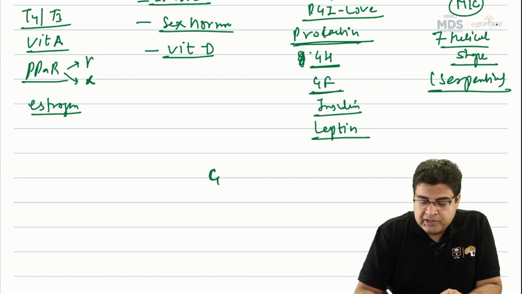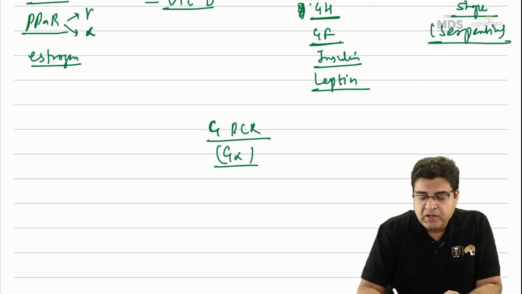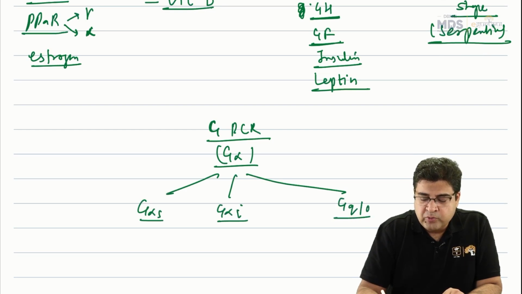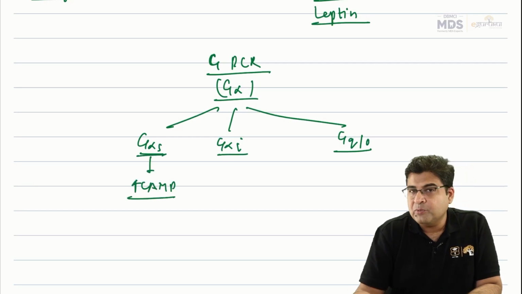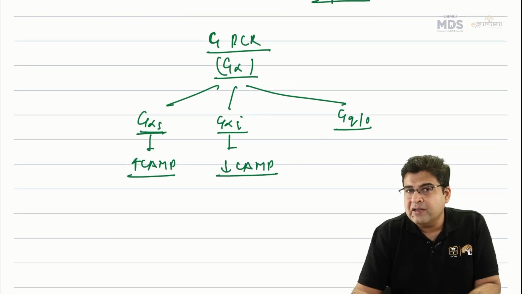Now in this G protein coupled receptor, we have an active protein. We call it the G alpha protein. This G alpha protein can be of 3 types: G alpha S, G alpha I, and G alpha Q. Now G alpha S is stimulatory. This will increase the level of cyclic AMP and can result in stimulatory action. G alpha I is inhibitory. This will decrease the level of cyclic AMP and can result in inhibitory action.